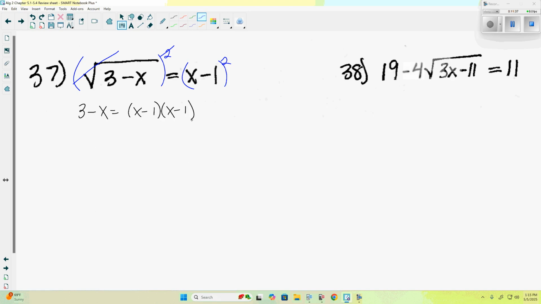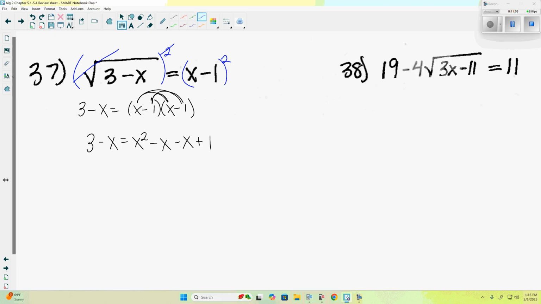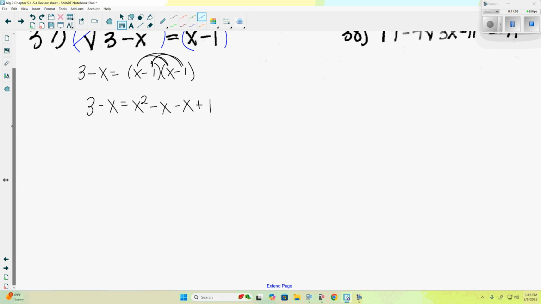So the first thing we're going to do is x times x, x squared. X times negative 1 is going to be negative x. Negative 1 times x, negative x. And lastly, negative 1 times negative 1 gives us positive 1, yes. Now before we start moving anything, we'll go on and combine like terms. Our negative x minus x is going to give us negative 2x.